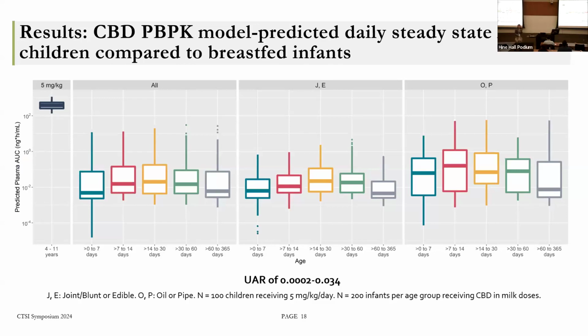So really the take-home here is you can see that our simulations show that the exposures that breastfeeding infants might get, across the board, are much lower than what children can therapeutically get on the left-hand side here. We do see visually that with oil and vape, perhaps they are receiving a little bit higher exposures, which was expected from our subgroup analysis.